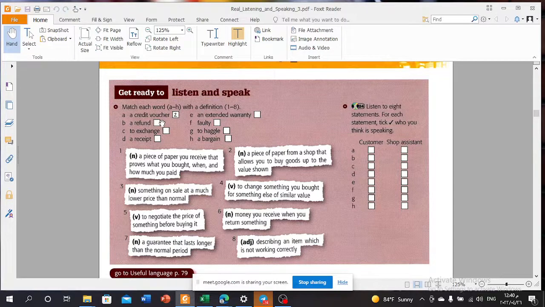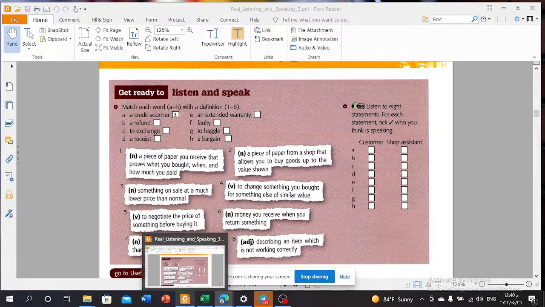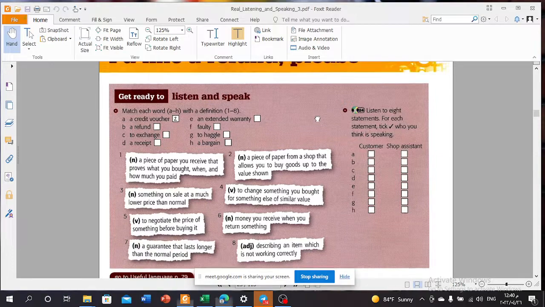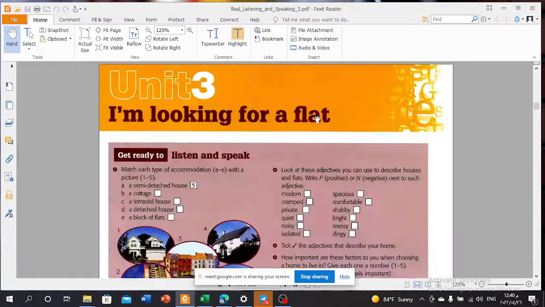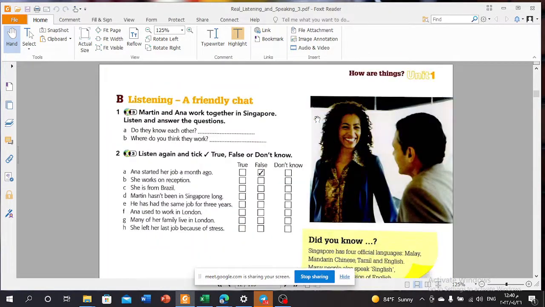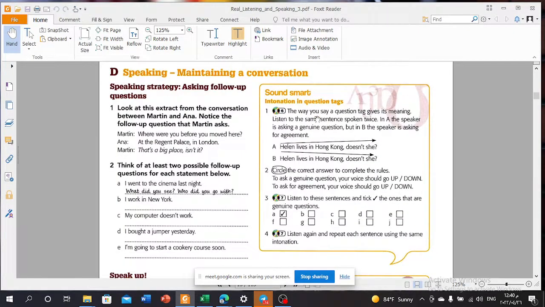Now I have a question. Yes, how? In the exam, in unit 2, I mean, just page 12 and page 13, page 12 follow-up question, and page 13 about disagreeing politely. This is in unit 1, not unit 2. Yes, I mean unit 1.